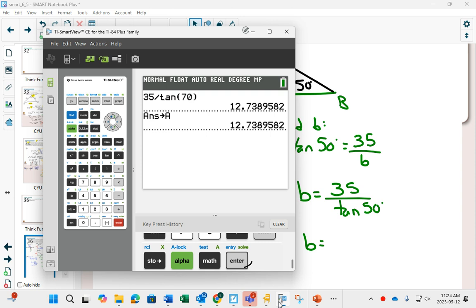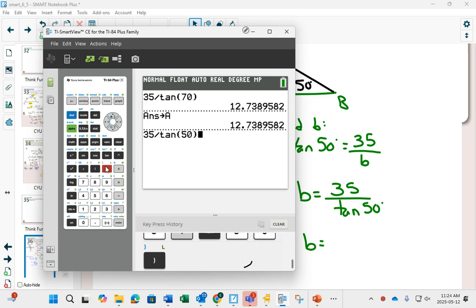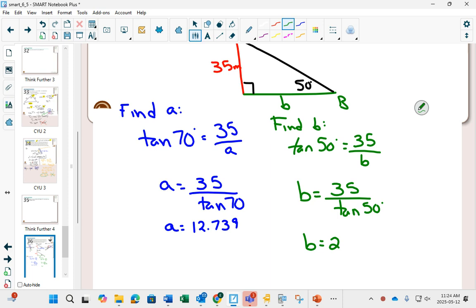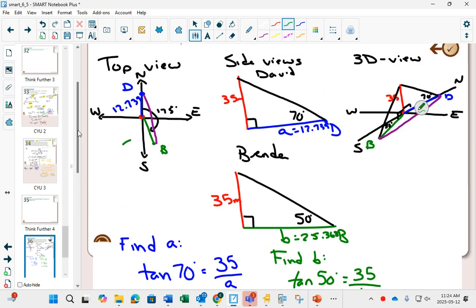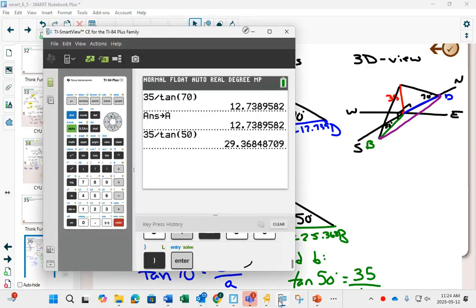And we get B by itself. So I'll go to my calculator again: 35 divided by tan of 50 is 29.368. And just like last time, I can label this on here, 29.368, and on my main triangle, I now know this here is 25.368. I'm going to need that later as well, so I'm going to go to my calculator and store that one as the letter B.